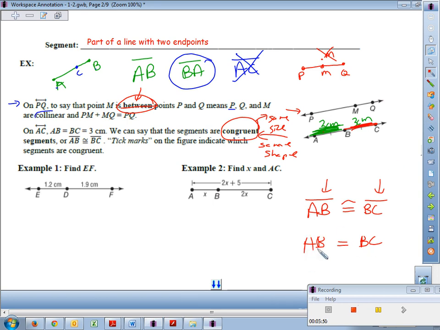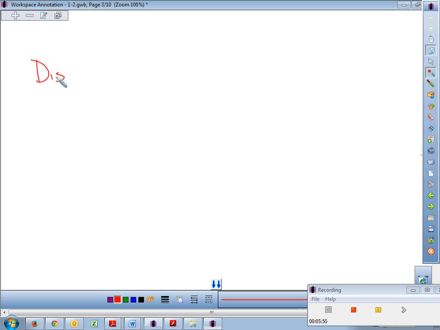Do you see how this is distances right here? I want you to write that where you got room over here. This phrase: distances are equal, segments are congruent.